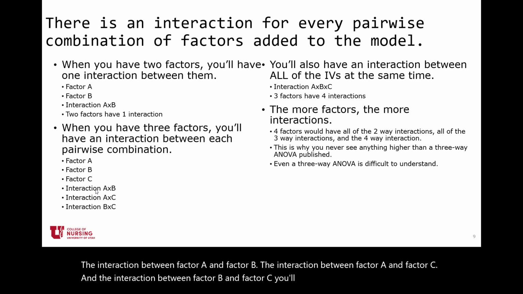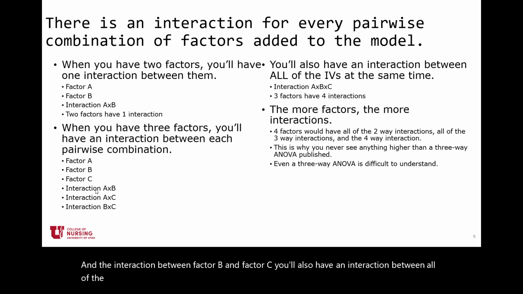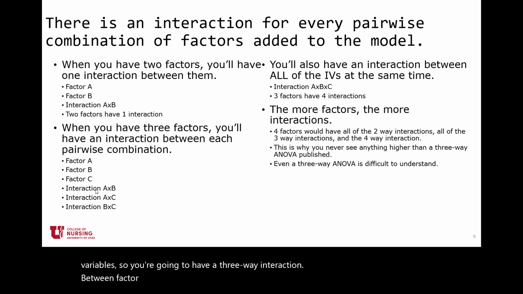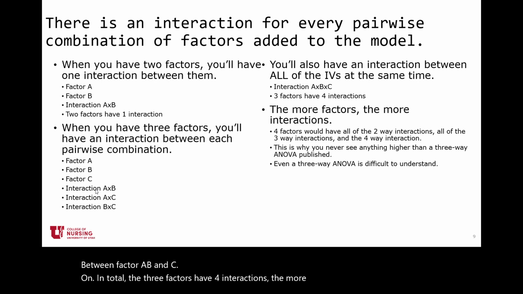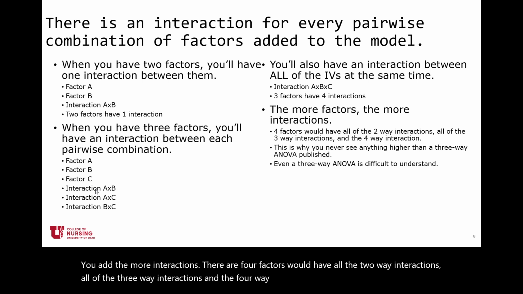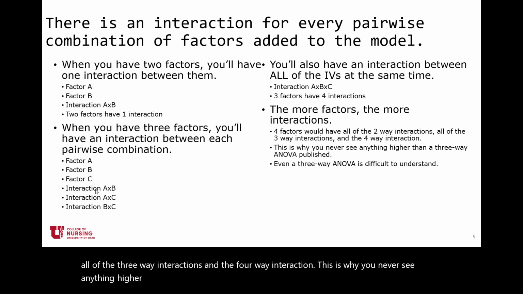You'll also have an interaction between all of the independent variables at the same time. In this case, there are three independent variables, so you're going to have a three-way interaction between factor A, B, and C. In total, the three factors have four interactions. The more factors you add, the more interactions there are. Four factors would have all the two-way interactions, all of the three-way interactions, and the four-way interaction. This is why you never see anything higher than a three-way ANOVA published. Even a three-way ANOVA is difficult to understand.